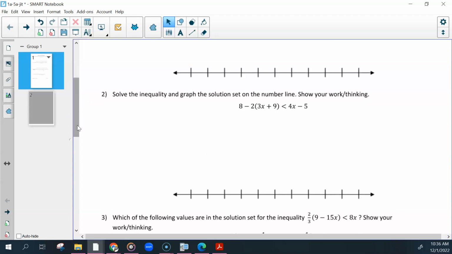So you only had to do 2, 3, and 4. If you did number 1, that was fine. So let's start at number 2. Check your work with mine.